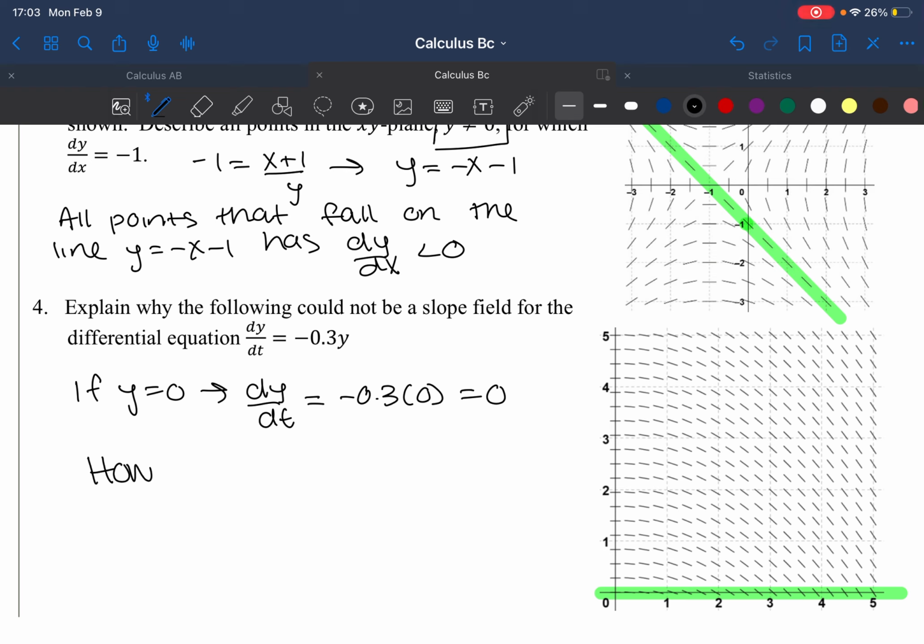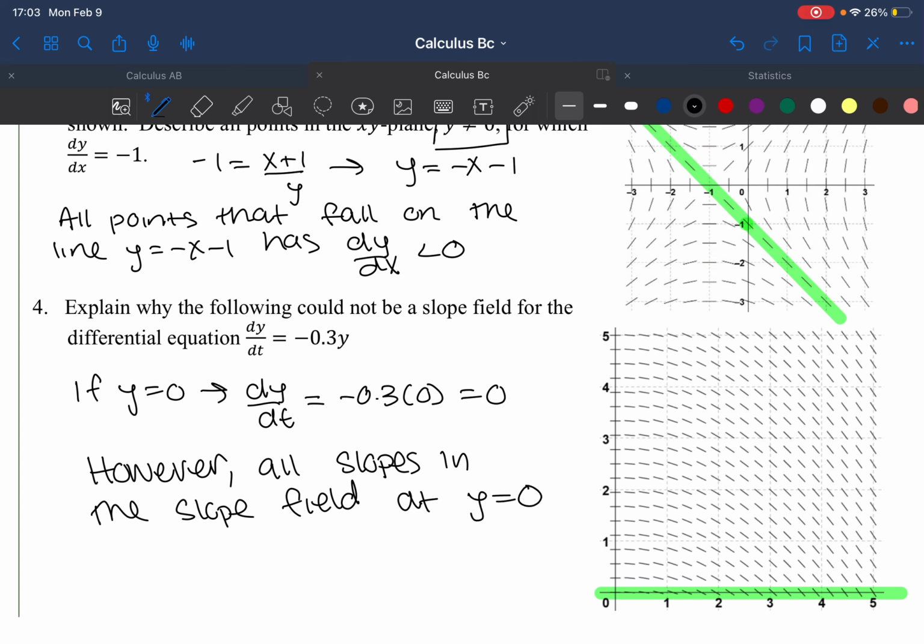However, all slopes in the slope field at y equals 0 are not 0. More specifically, these ones towards the end all have negative slopes.